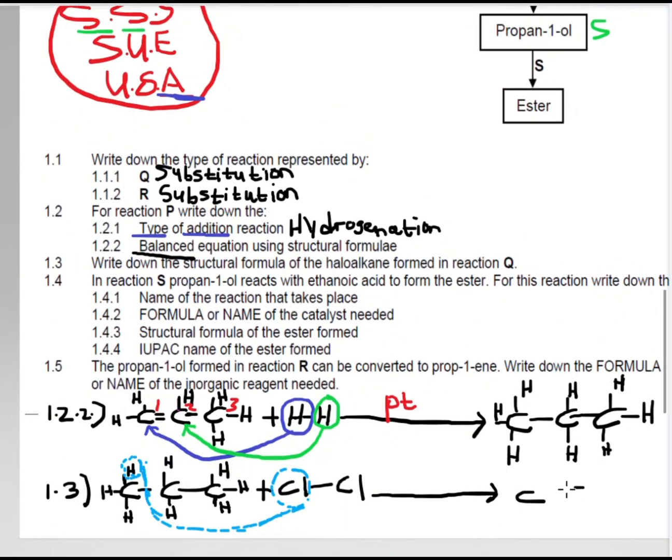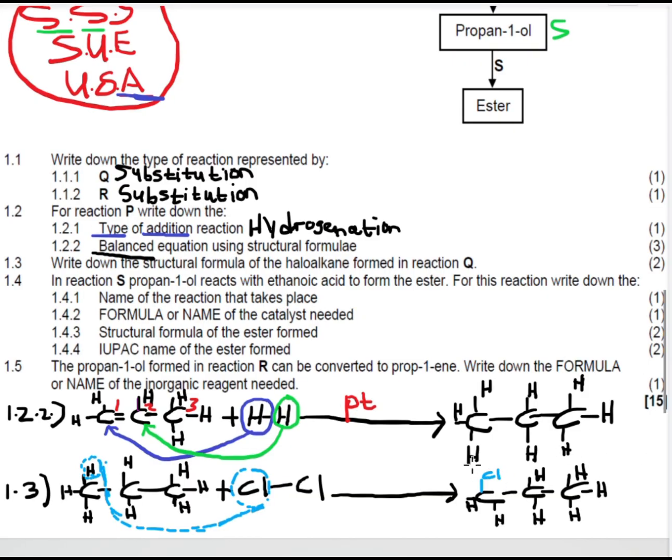Okay, so 1, 2, 3. So we're going to form a haloalkane, and to form that haloalkane in carbon number 1, now we've got the Cl. This is my Cl here in carbon number 1. That is my Cl. Okay, guys, so this is my haloalkane that I've formed. As you can see, the chlorine atom is in carbon number 1. You can see that, right?